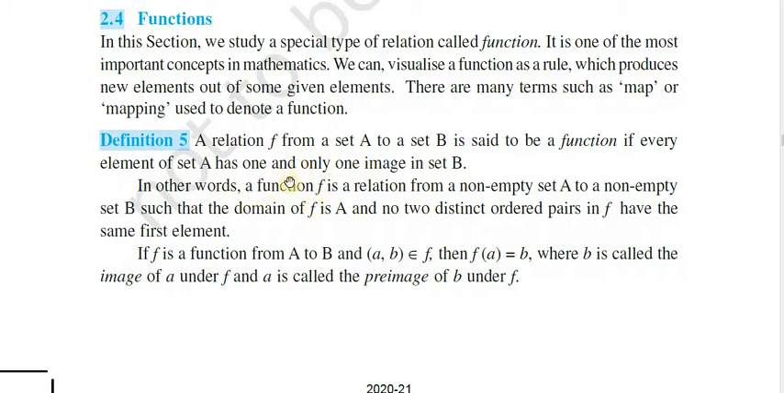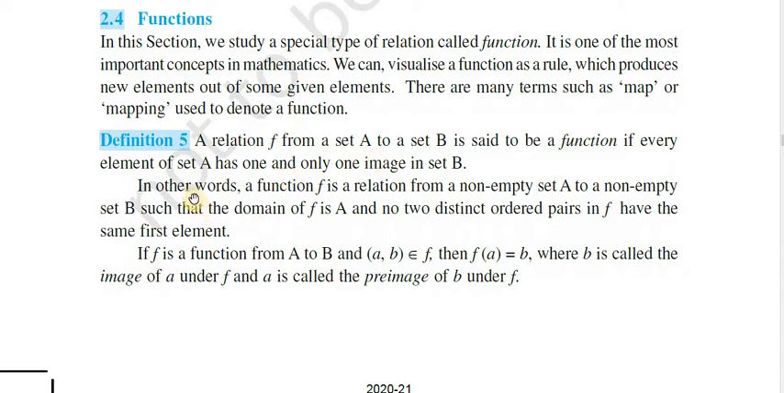So what it means is this: we know that a relation from A to B is just a subset of A cross B. So the function f will be a subset of A cross B. But with this condition that every element of A has one and only one image in B, it means that the domain of this relation f must be A.